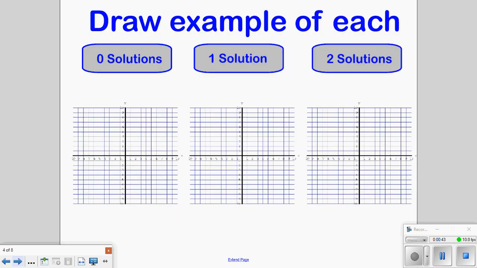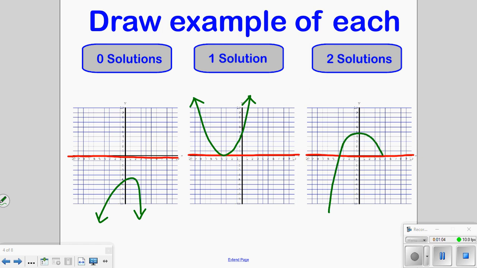So we're going to draw an example of each, which we did the other day, so I'm going to be quick about it today. Once again, you wanted to cross the x-axis. Something that would have 0 solutions would be something like this. Something that would have 1 solution comes down, touches our red line, and then comes back. Something that has 2 solutions might look like so. We did this the other day, so I'm not going to spend too much time on it.